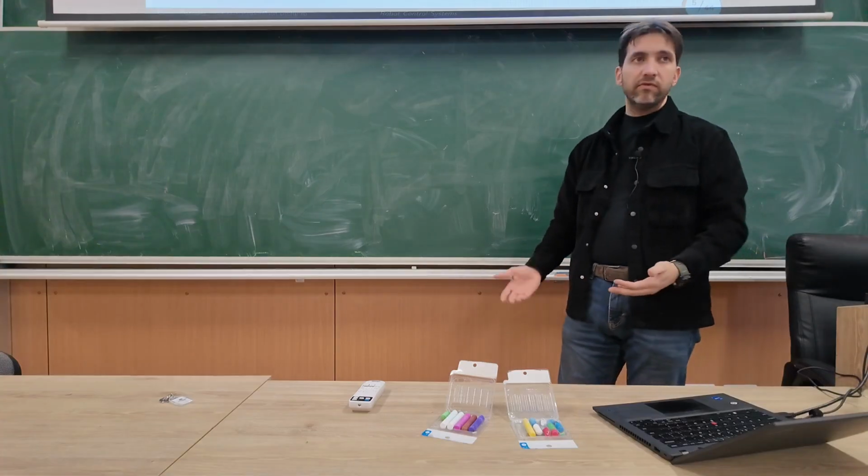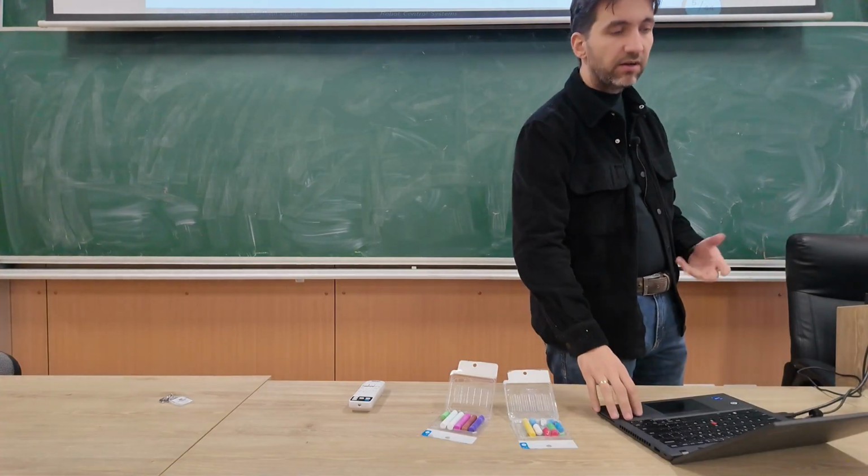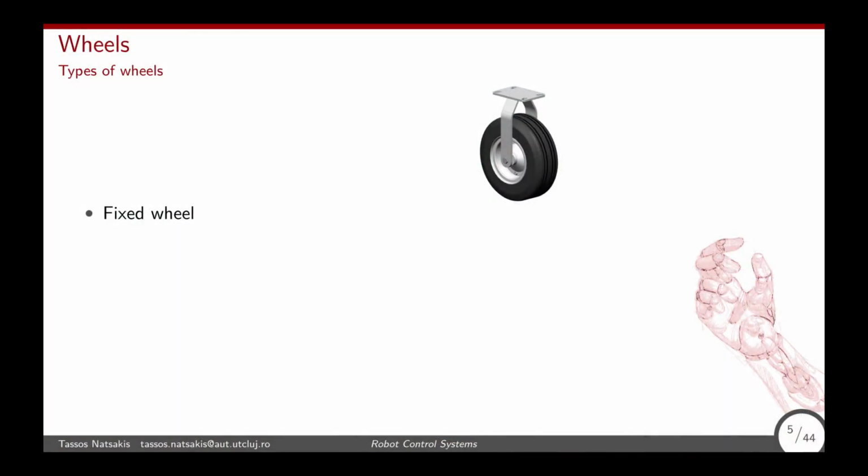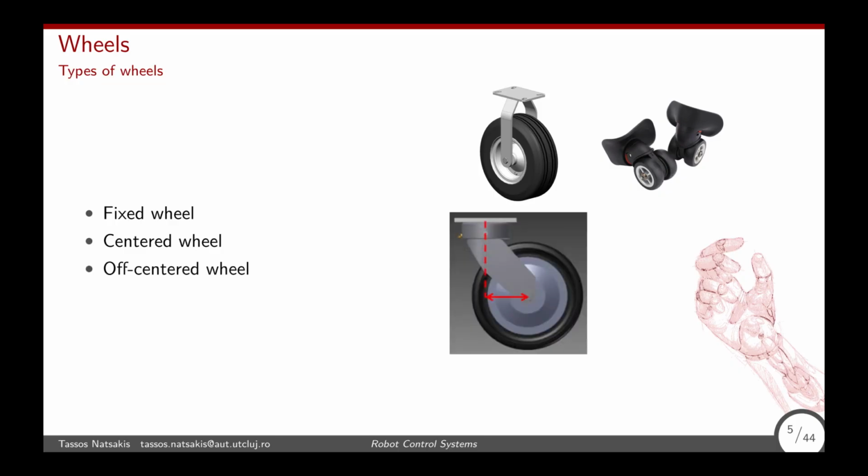To move robots with wheels, we need wheels. And there are different types of wheels. We're not going to go too much into details here, but we'll see some basic differences. We have what we call the fixed wheel, in the sense that it just rotates around one axis, but it doesn't revolve, contrary to other kinds of wheels that also change their orientation, such as the centered wheel or the off-centered wheel. The difference here is that the two axes of rotation are not intersecting, so we have an offset on the orientation part.